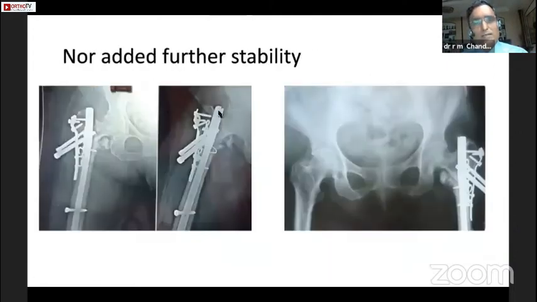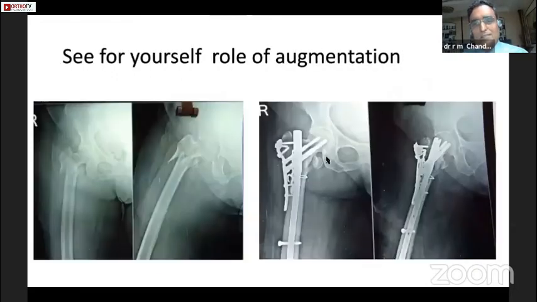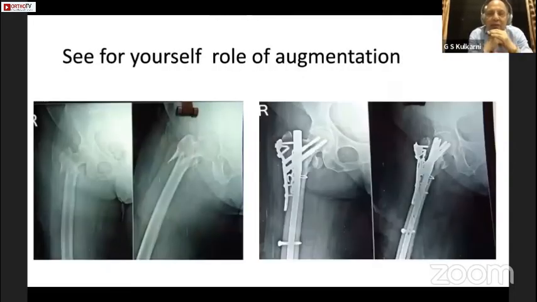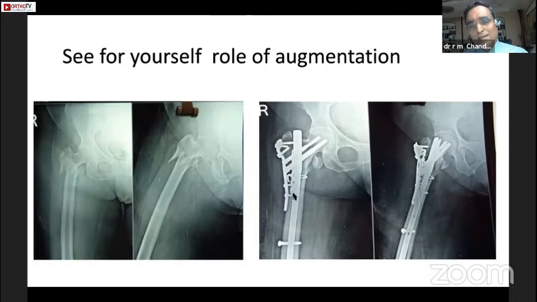So what is there, neither was there additional stability. If you can see the previous stability provided. So even so, it's not in varus. Chandak, this is in varus. Yeah. See, this is in varus. Right. So nail and a plate. This is not.